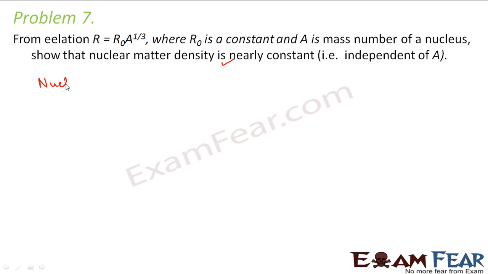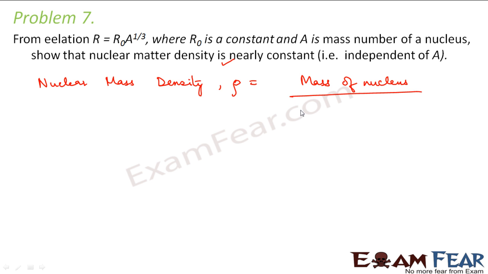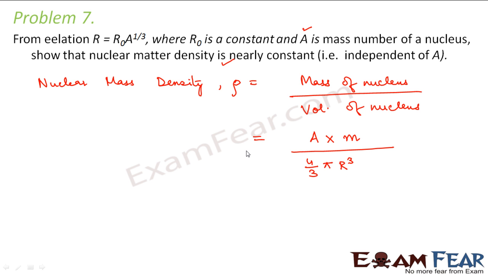Now, how do I calculate nuclear mass density? Like every density, how do you define density? Density is nothing but mass per unit volume. So here also it would be mass of the nucleus divided by volume of the nucleus, right? So what would be the mass of the nucleus? If the nucleus has mass number A, then the mass of the nucleus would be equal to A, that is the mass number, into the mass of each nucleon, which is m. This divided by the volume of the nucleus. So the volume of the nucleus will be 4 by 3 pi r cube, where r is the nuclear radius.